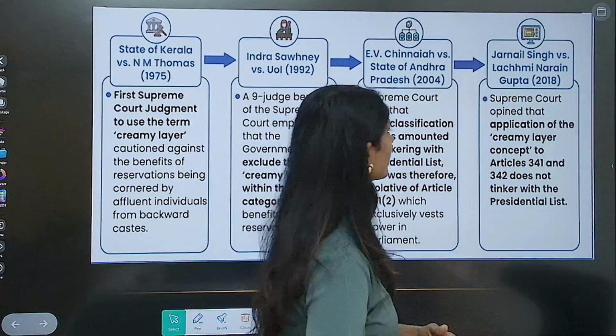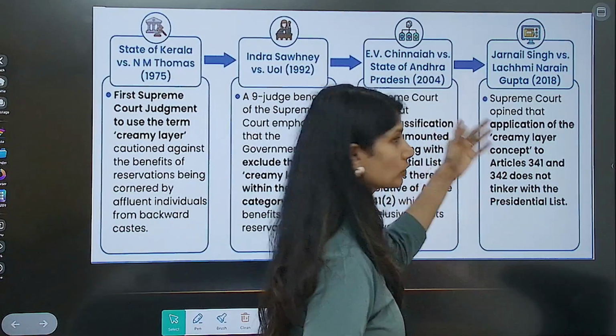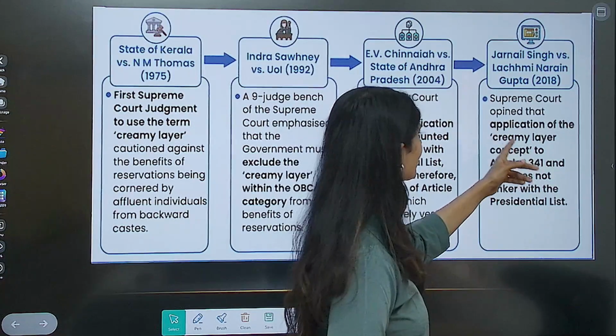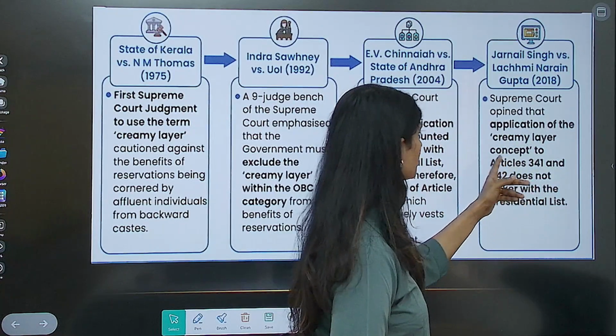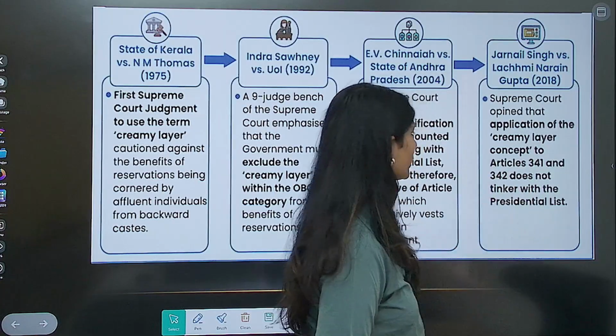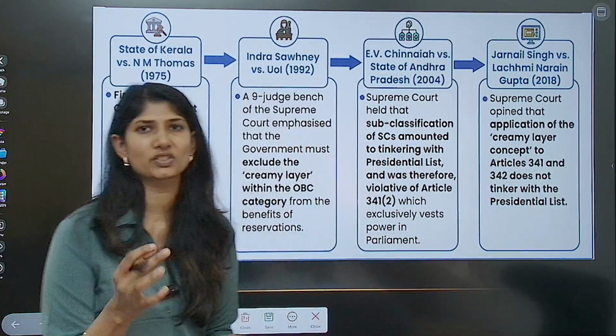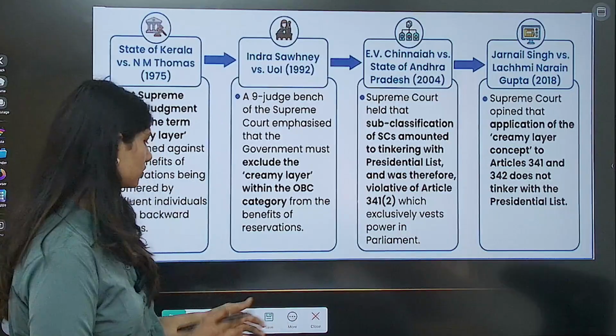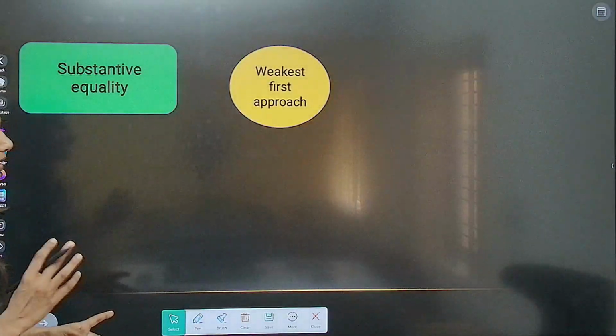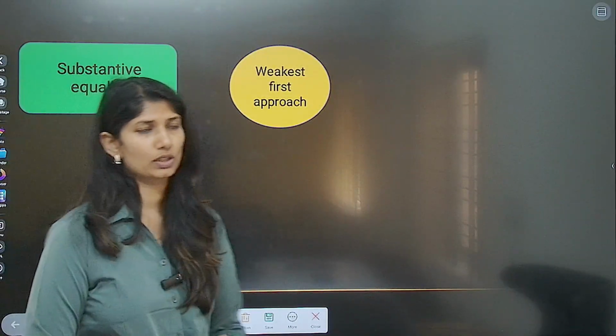Look at this. Jarnail Singh versus Lakshmi Narayan Gupta in 2018. Supreme Court opinion that application of the creamy layer concept to Article 341 and 342 does not tinker with the presidential list. So this is the ongoing debate with regard to subclassification of Scheduled Castes.